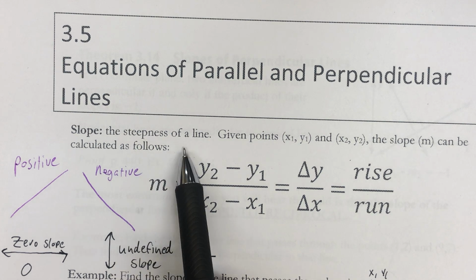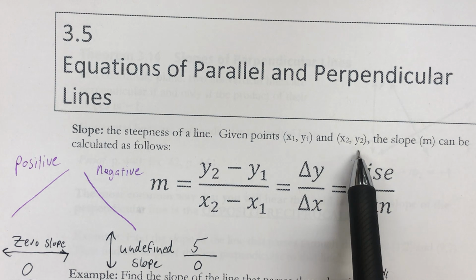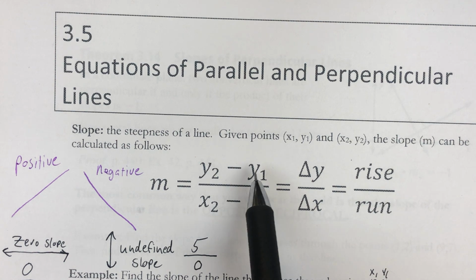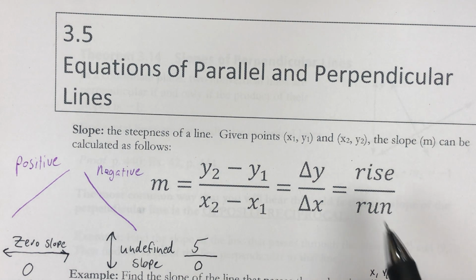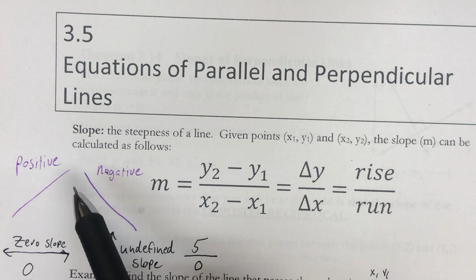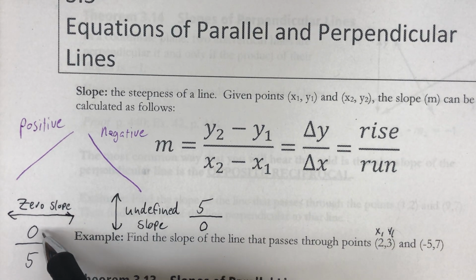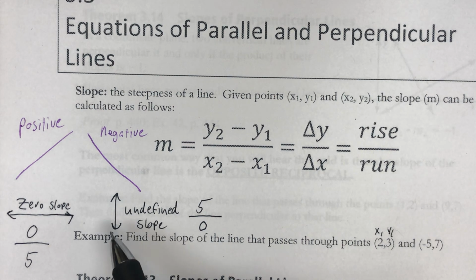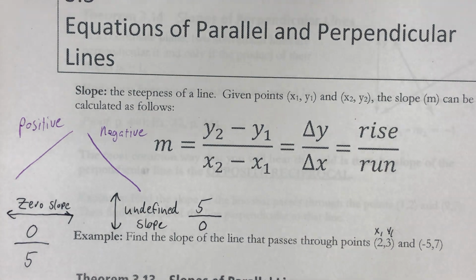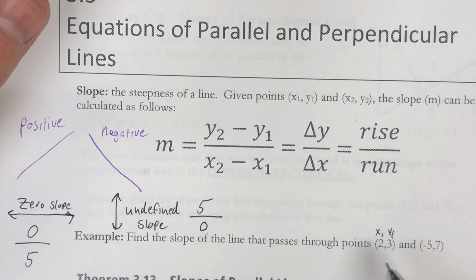The slope is the steepness of a line. When I have two points in the coordinate plane, x1, y1, and the other point, x2, y2, we calculate the slope using this formula. We find the change in y over the change in x, which is the rise over the run. Positive slope goes uphill from left to right. Negative slope goes downhill from left to right. The slope of a horizontal line is 0, so that'd be 0 divided by a number. And the slope of a vertical line is undefined. That's when we divide by 0. If 0 is in the denominator, that's undefined. Can't do it.